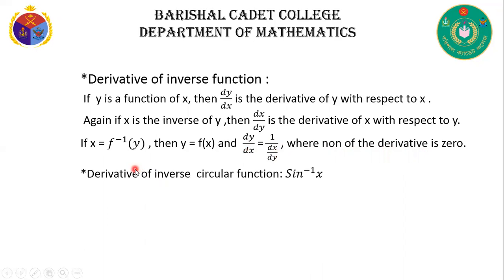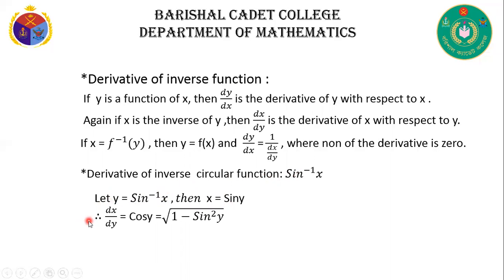In the same way, for the derivative of the inverse circular function, we find the derivative of sine inverse x. Now solve. Let y is equal to sine inverse x, then x is equal to sine y. Therefore, dx by dy: if we differentiate sine y, then we can write dx by dy is equal to cos y.